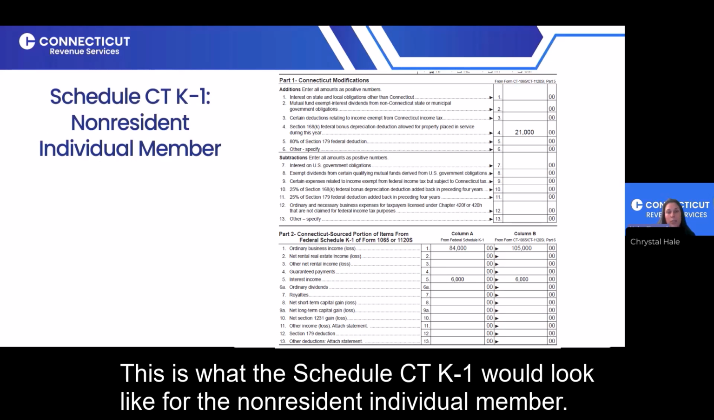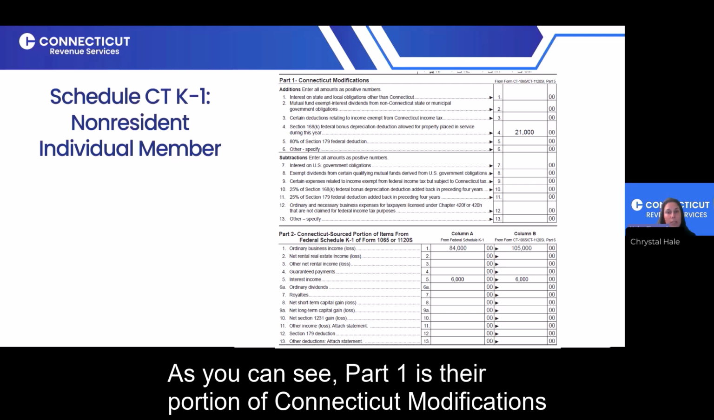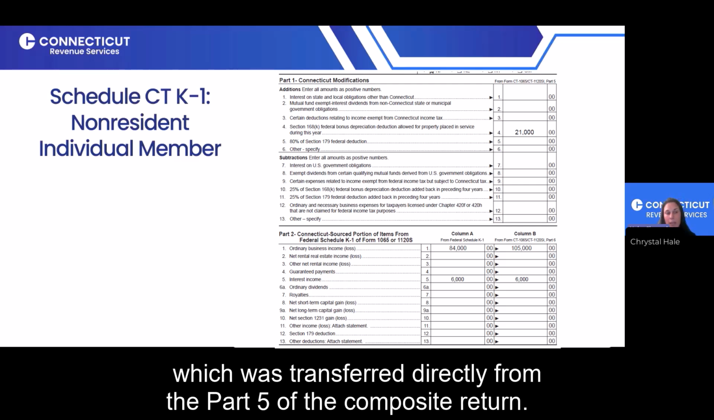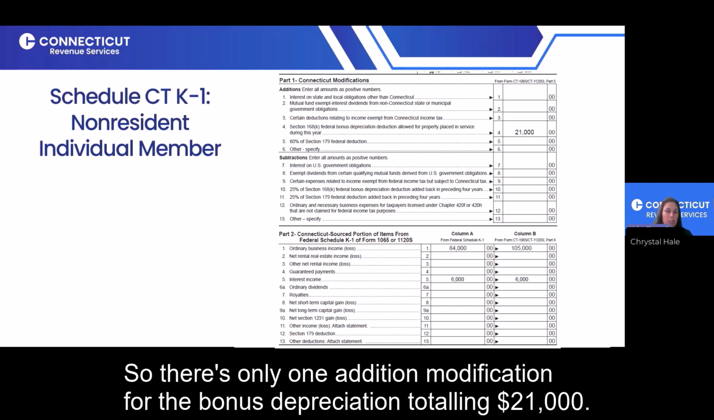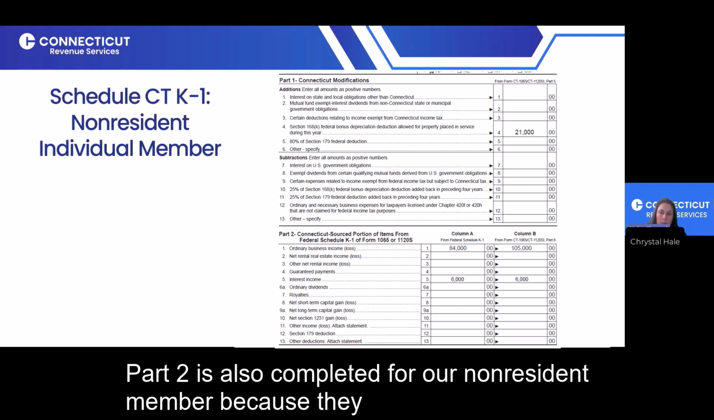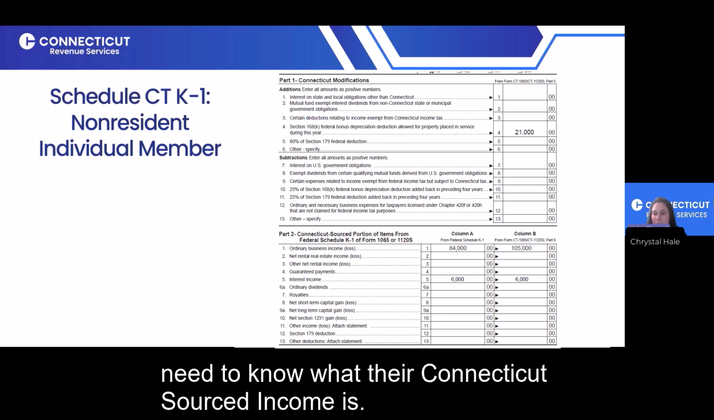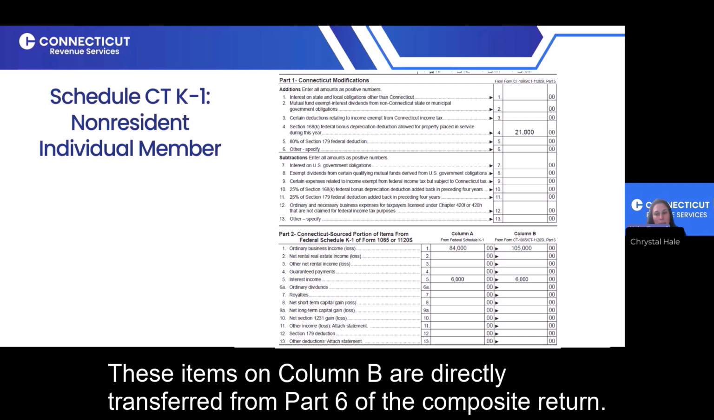This is what the Schedule CTK1 would look like for the non-resident individual member. As you can see, Part 1 is their portion of Connecticut modifications, which was transferred directly from Part 5 of the composite return. So there's only one addition modification for the bonus depreciation, totaling $21,000. Part 2 is also completed for our non-resident member because they need to know what their Connecticut source income is. These items in column B are directly transferred from Part 6 of the composite return.